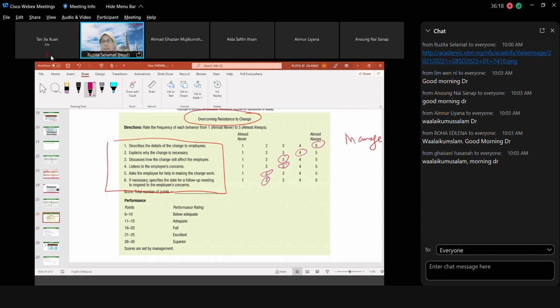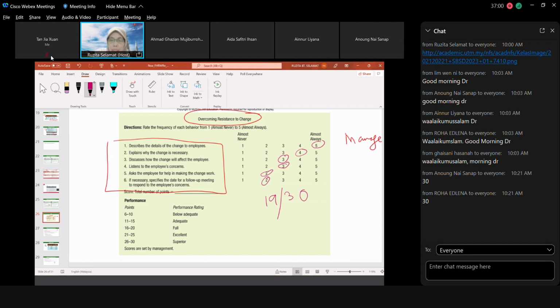Alright, so berapa total score of this manager? Siapa nak tolong kirakan? Boleh, Isfan. Can I hear from you, Isfan? 19. Berapa skor dia? Yes, 19. Alright. So total score, if all scores are 5, how much is the maximum? There are 6 statements, so it should be 5 multiplied by 6, it will be 30. Alright, okay. Thank you, Isfan. So this manager scored 19 over 30.